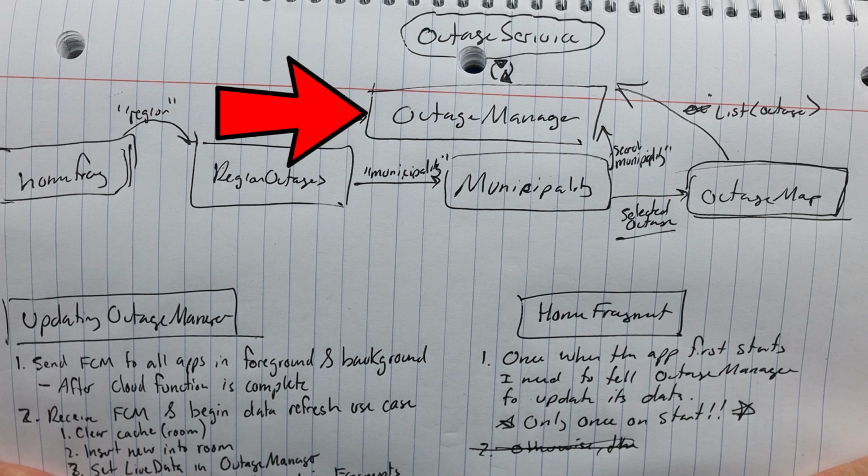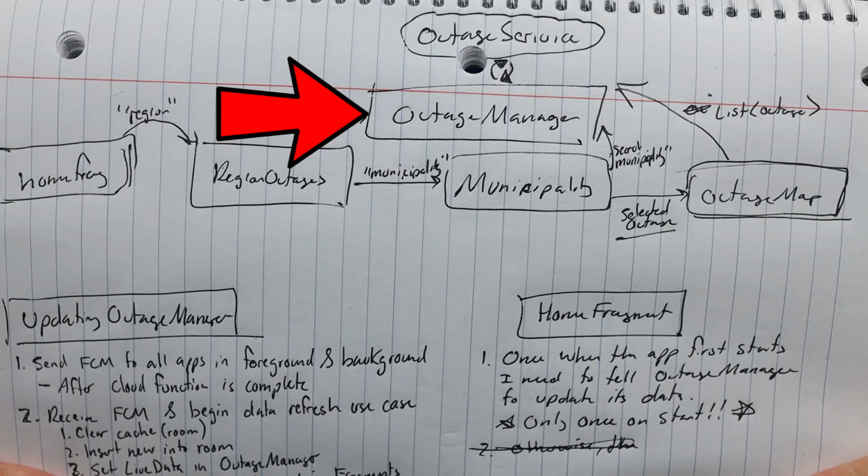Now, the Outage Manager is going to have live data in it. It's going to have a list of all of the current outages in the entire province. So right away when the app starts, it's going to hit the network, get the updated outages, cache those outages into Room, and then the Outage Manager is going to display the data that's inside of Room. And that sits at the top level. Remember, it's a singleton object that's going to live as long as the application is alive.